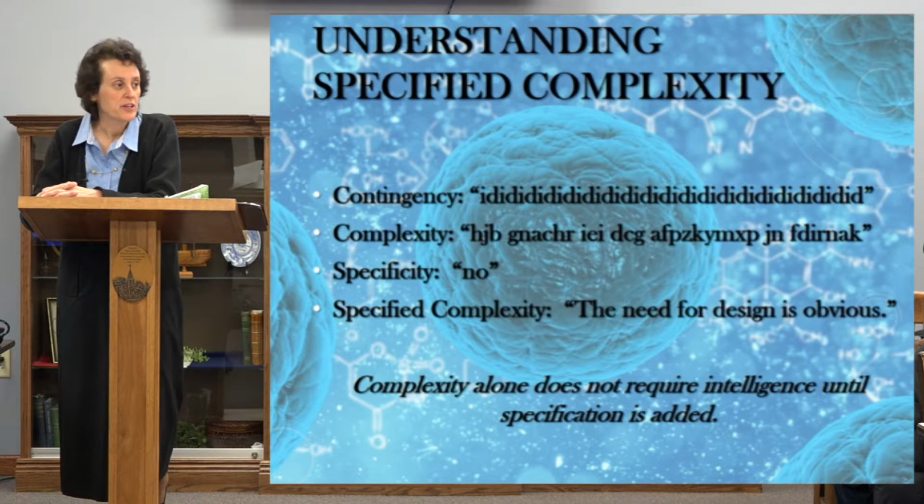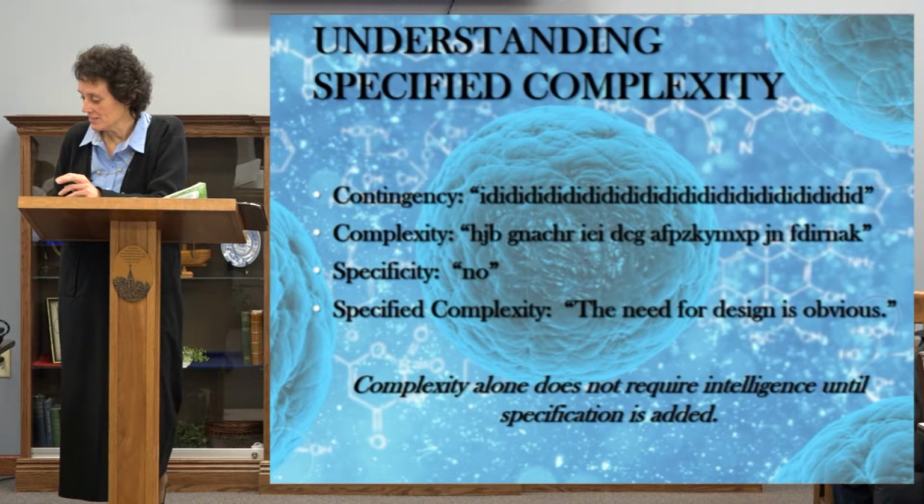The first one, we're going to use a sequence or string of characters or letters. The first one is a contingency. It's something that can happen. If we had a monkey sitting at a typewriter, could he come up with something like that? That's a repetitive, simple sequence. It can be the result of a natural cause. It does not require intelligence. Okay? Typing this, does that require intelligence? No.